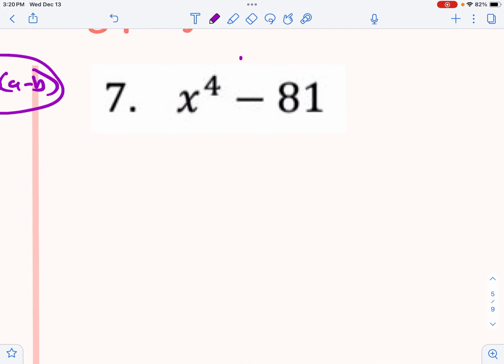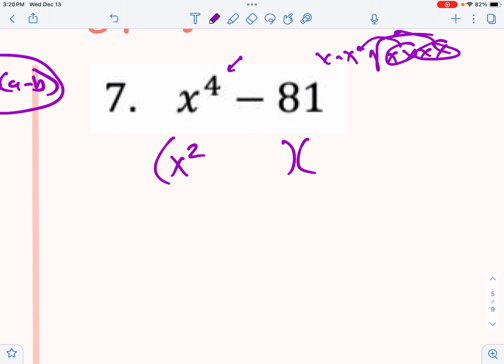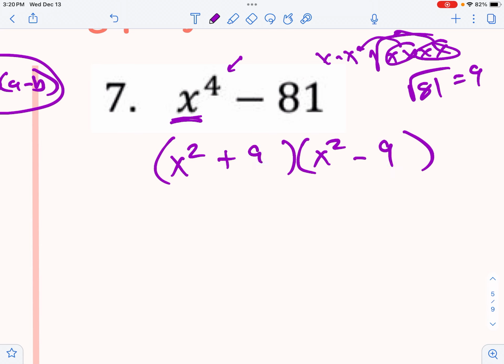This doesn't look like a perfect square, but it is. If I took the square root of x to the 4th, well, that's 4 x's. There's a pair and there's a pair. Take those out, I get x times x, or x squared. So x squared times x squared, if you multiply those, you get x to the 4th. That's what we're talking about there. Anyway, and then 81, square root of 81, that's just 9. So this is plus 9 and minus 9.